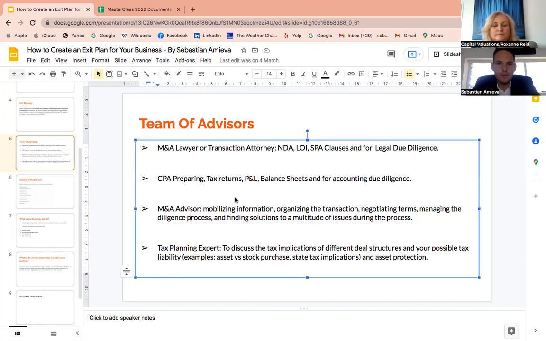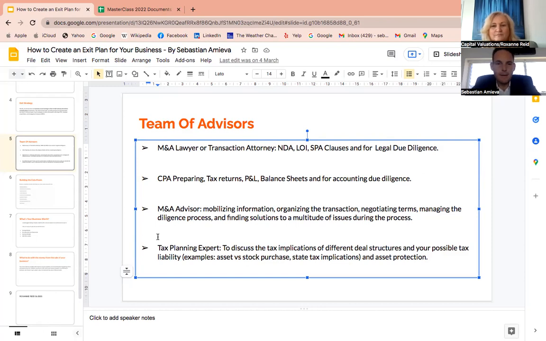So M&A advisor, also it's good to have an M&A advisor on your team for helping you, connecting you with buyer, with seller, checking out all the information, all the data room, helping you with this.